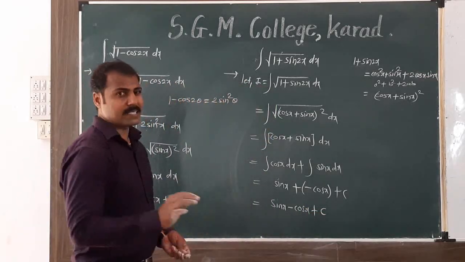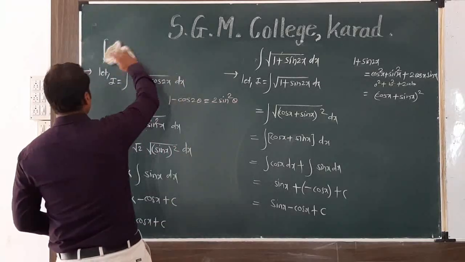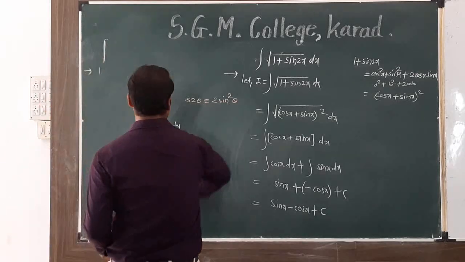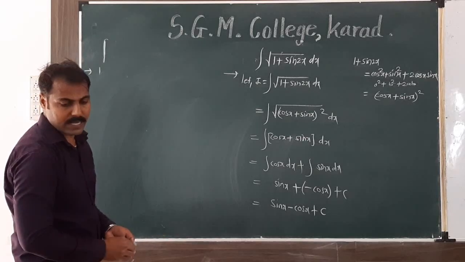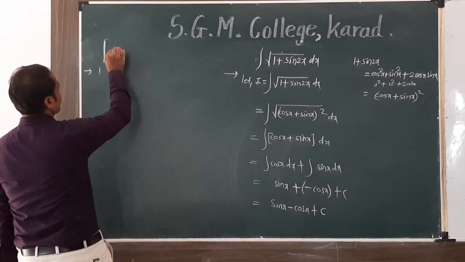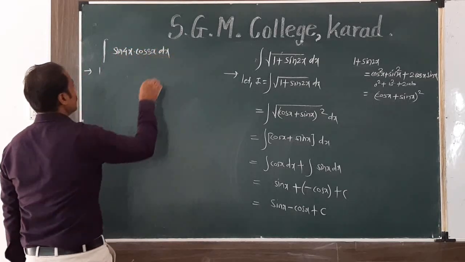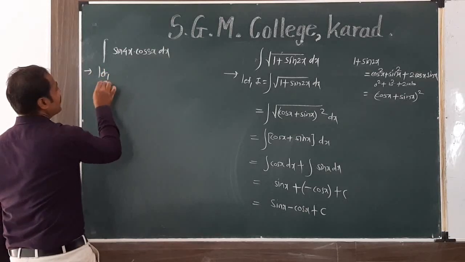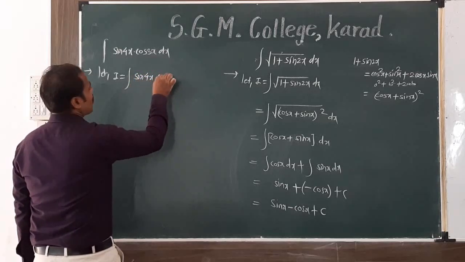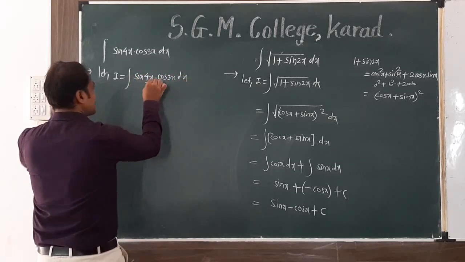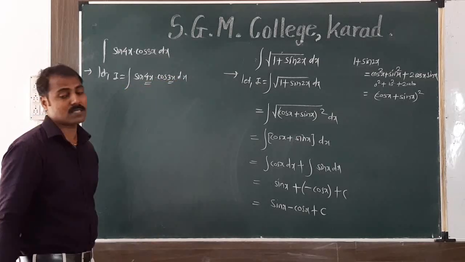Okay, let us see one last example here. Evaluate the integration of sin 4x into cos 3x dx. Okay, first denote the given integration by I. So let I is equal to integration of sin 4x into cos 3x dx. Look at this example, angles are different. Here the angle of sin is 4x, the angle of cos is 3x.